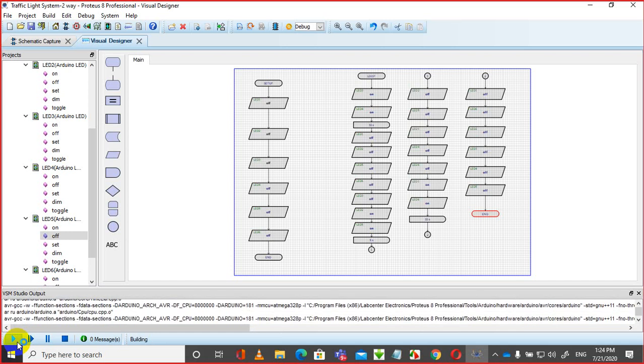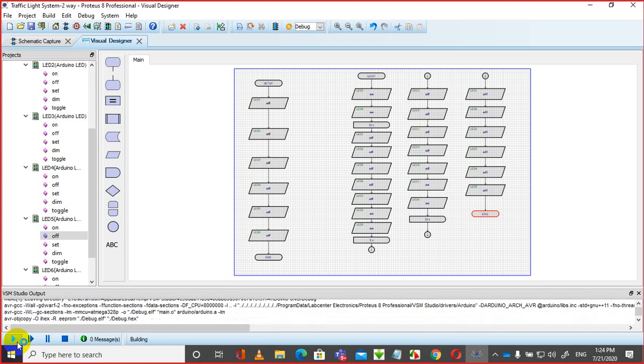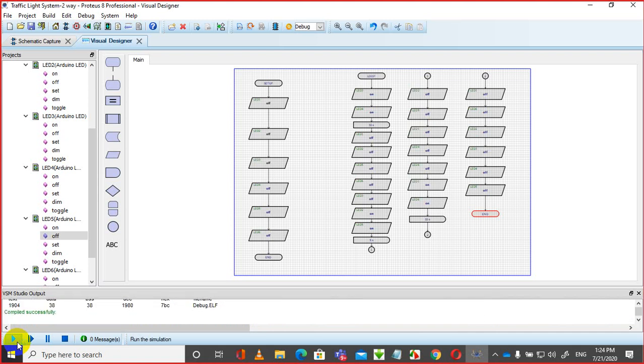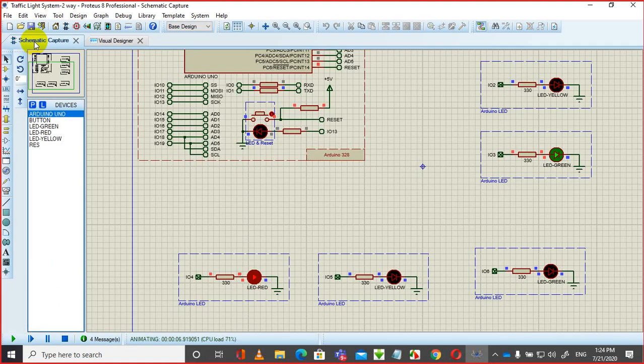Sir, run it. Very good. Your computer is faster than my computer, I think. Yes, compiling is done. Yes, I think it's working. If you look at the LED pattern on the right side or over here. Yes, sir, it is running. Okay.